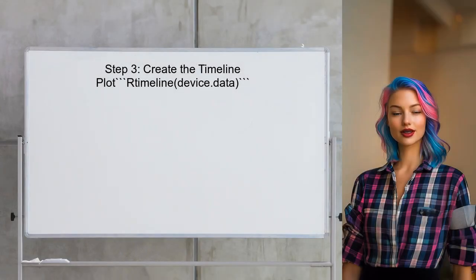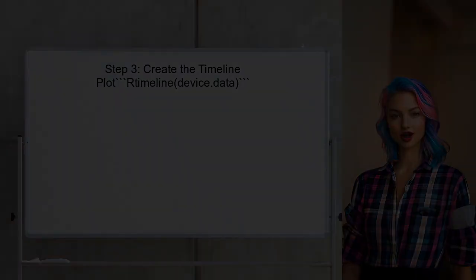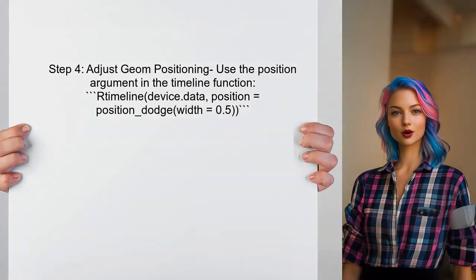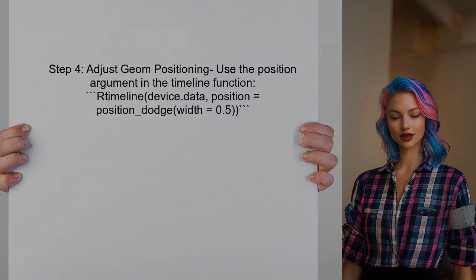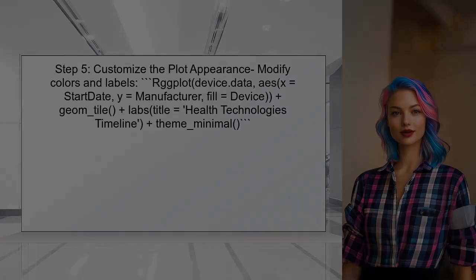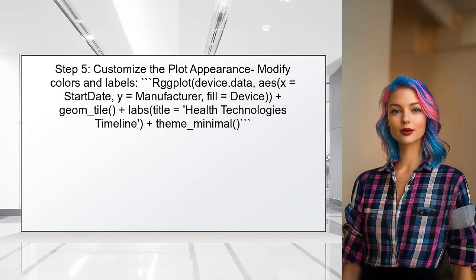Now, the user can create the timeline plot. They should use the timeline function with the device data frame to visualize the health technologies over time. To address the issue of overlapping geoms, the user can adjust the position of the geoms. They should use the position argument to space them out effectively. Finally, the user can customize the appearance of the plot. They can modify colors, labels, and themes to enhance readability and presentation.